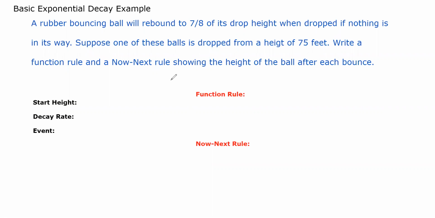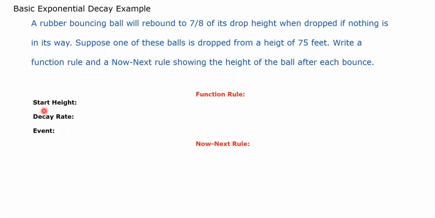Like the previous example, we want to start by identifying the important information, such as the start height, decay rate. In this case, we have an event instead of a time period. And we'll use these things to write our function rule and our now next rule.